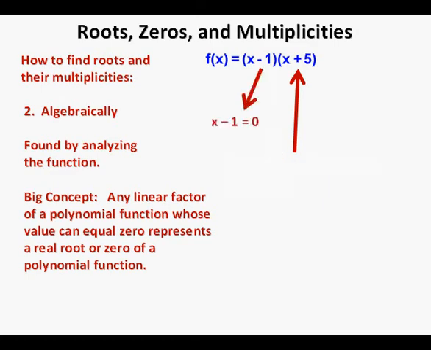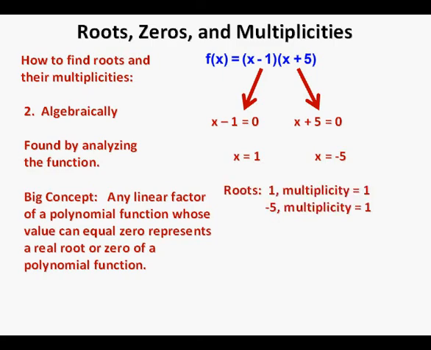So to find the zeros of this function, we separate each factor into its own equation. We have x minus 1 equals 0, and we have x plus 5 equals 0. In solving each of these equations, we have x equals 1 and x equals -5. So for this function, we have one root of 1, as in x equals 1, with a multiplicity of 1, and a root of -5, as in x equals -5, also with a multiplicity of 1.